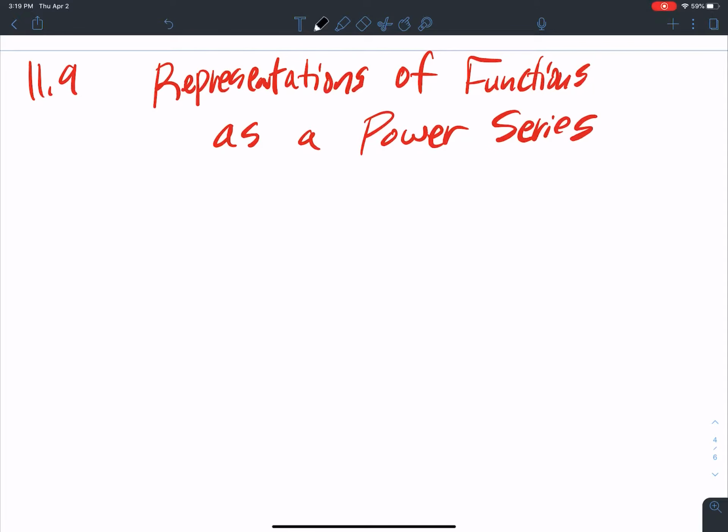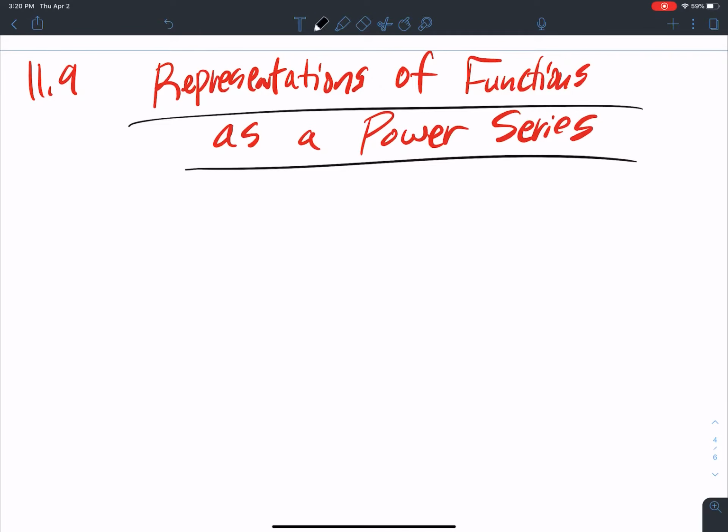Okay, so in section 11.9, we're gonna write functions as power series. So we're going to turn a function, some f of x, into a power series. The key power series that we're going to use here is our geometric. So to help us here, we need to first remember, what is the geometric?